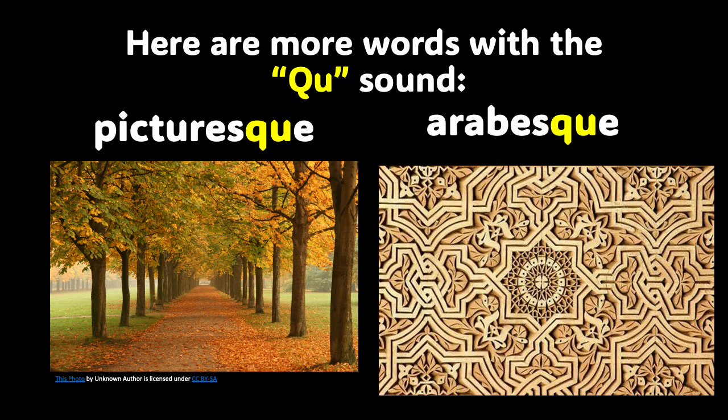Boys and girls, let's look at these two words. They both end in S-Q-U-E. Notice how the QU sounds in these words. We have picturesque and arabesque. You see, it's slightly different than the other sounds. Let's say these words together. Picturesque, arabesque. And that is because these words have been borrowed from the French language.